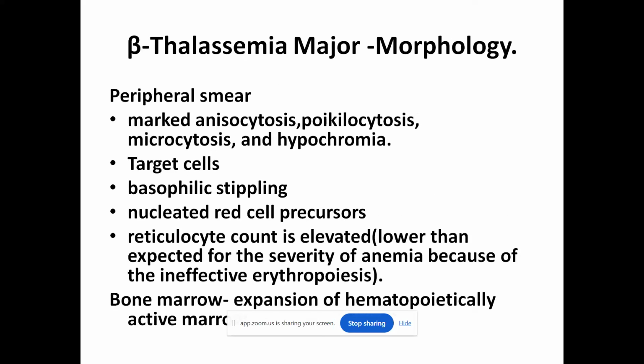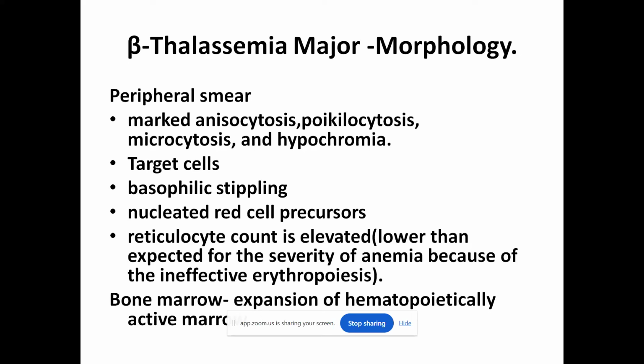So when we see the peripheral smear in thalassemia patients, there will be marked anisopoikilocytosis and microcytic hypochromic anemia. What are the three major diseases producing a microcytic hypochromic picture? One is iron deficiency, next is beta thalassemia, and the third is sideroblastic anemia. So here we can see a microcytic hypochromic blood picture, along with target cells, basophilic stippling, and nucleated red blood cells.